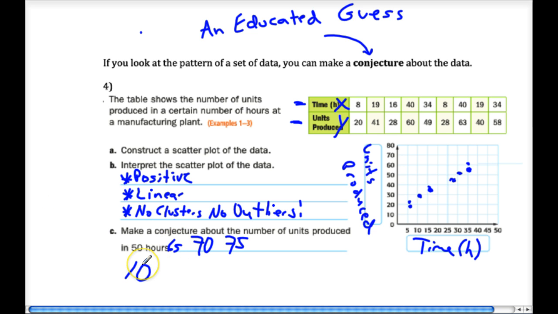What if you said 10? You're way off. What if you said 190? That's impossible. That doesn't make sense, okay? You're looking at 50, and you're going up, and just put a dot right, because you're trying to extend your line. It should be about 70. Okay? That make sense?